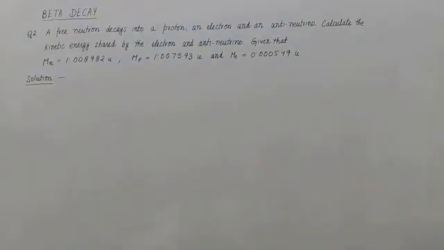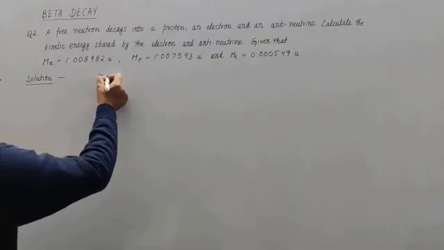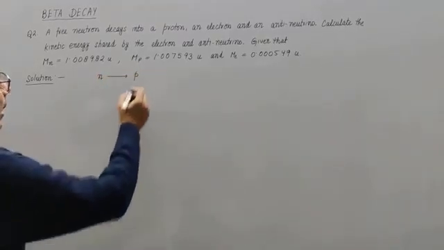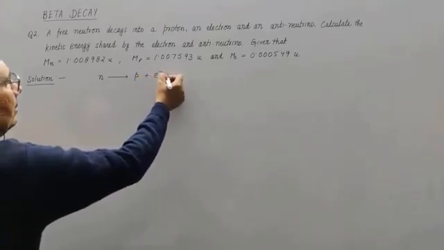Now come to question number 2. A free neutron decays into a proton. So we have a free neutron here. This decays into a proton, an electron and an antineutrino.